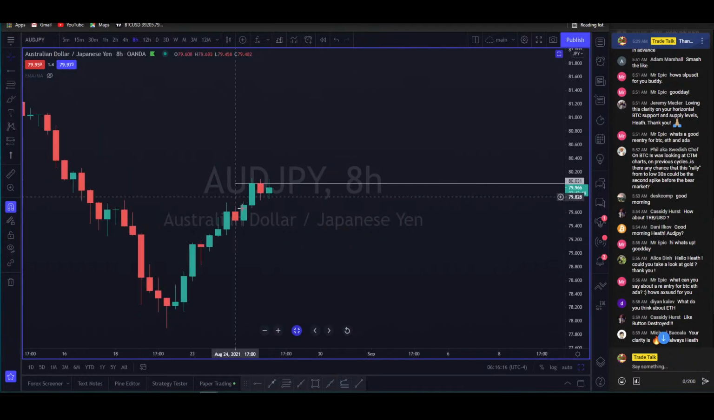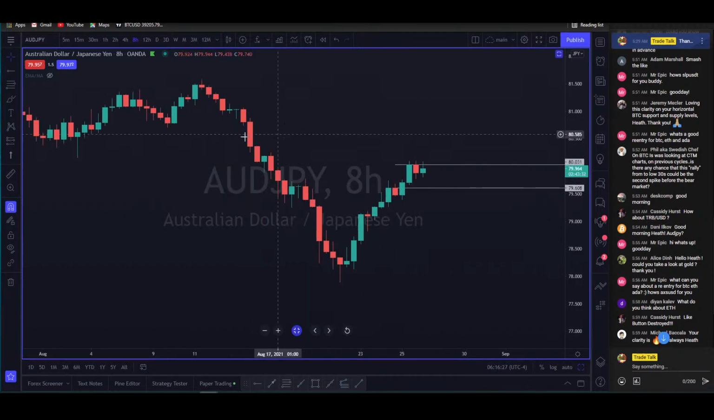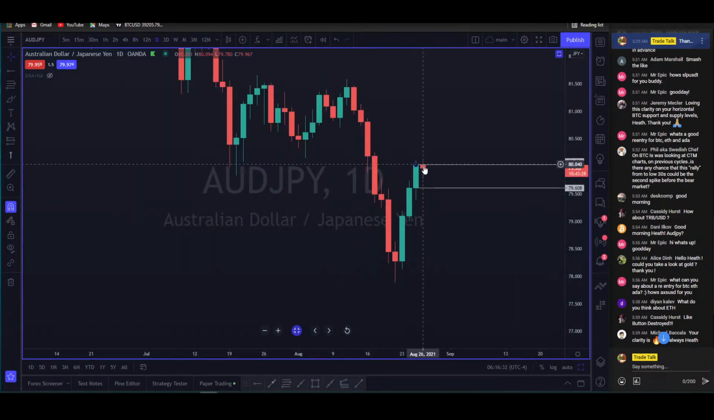Just bear with me a minute. So the 8 hour looks good. I mean, you've got an 8 hour support level down here, 79,608. See if that level is going to hold. The daily doesn't look too bearish, though it is red on the day.